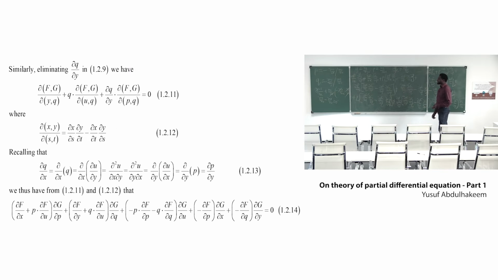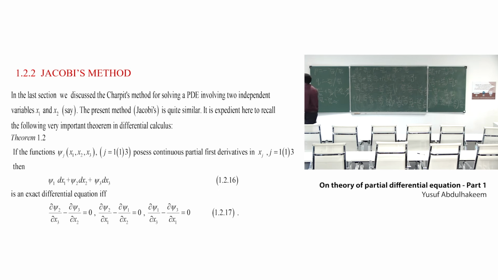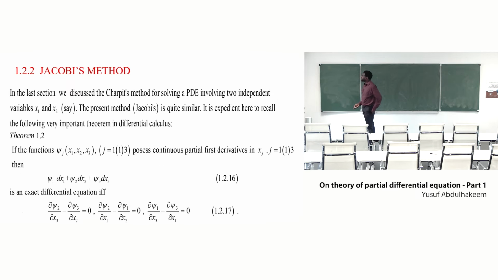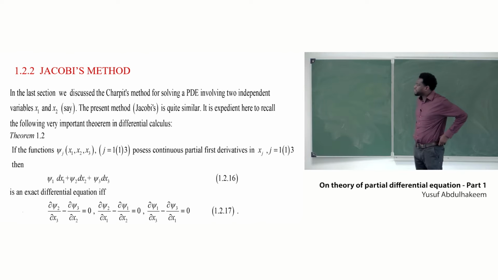And then we have the next one, which is the second method, Jacobi's method. We are going to continue from where we stopped by looking at the second method, which is Jacobi's method. In the last section, we discussed the Charpit method for solving a PDE involving two independent variables, x1 and x2. The present method, Jacobi's, is quite similar.